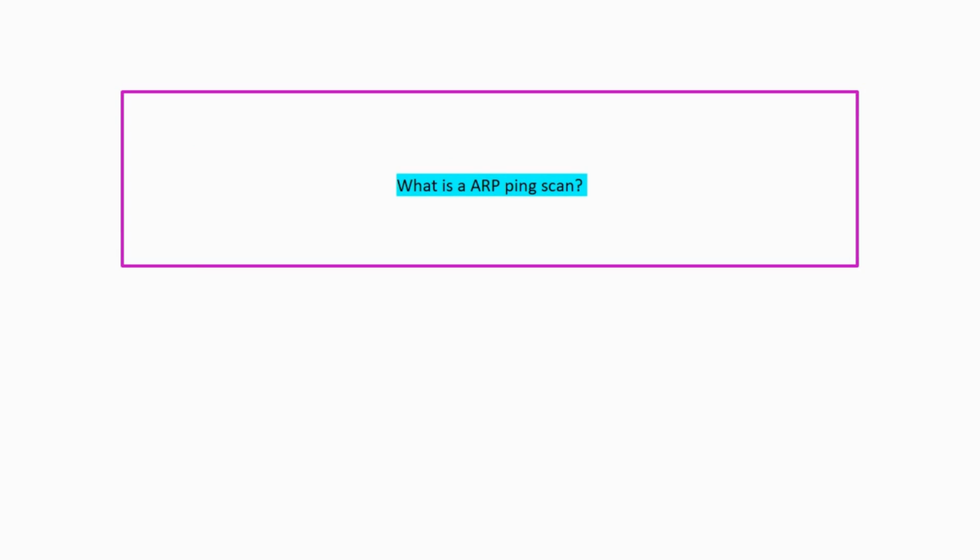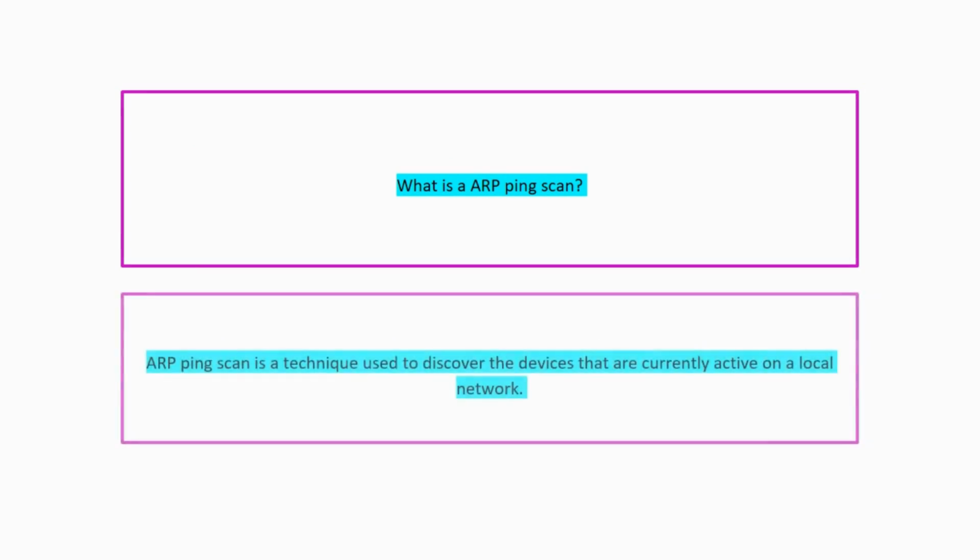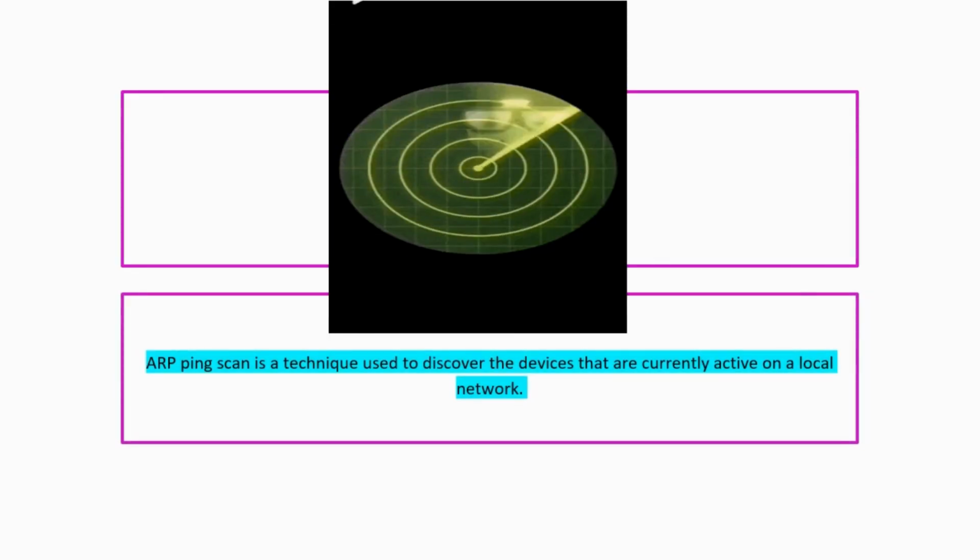Now let us understand what is ARP ping scan. It is a technique used to discover the devices that are currently active on a local network. So even hidden devices will be detected through ping scan.